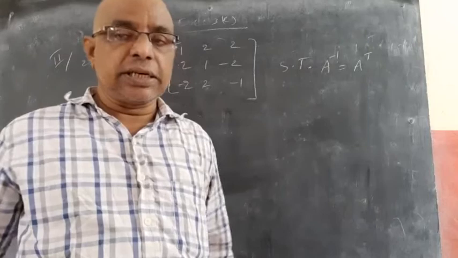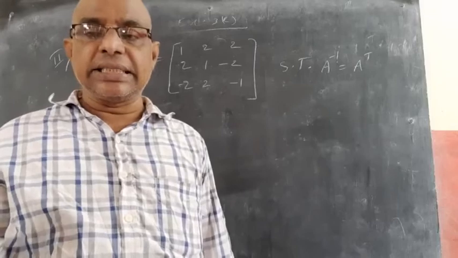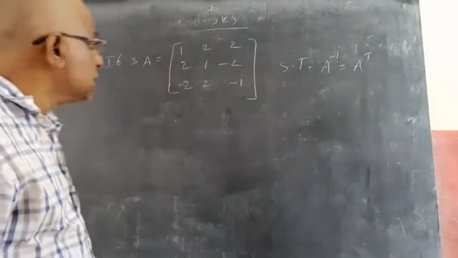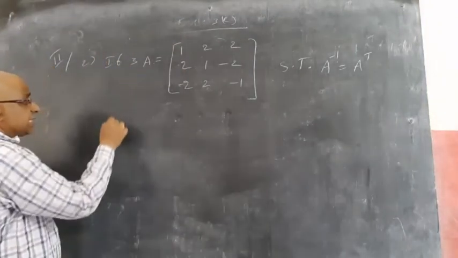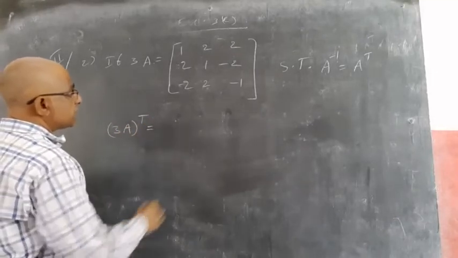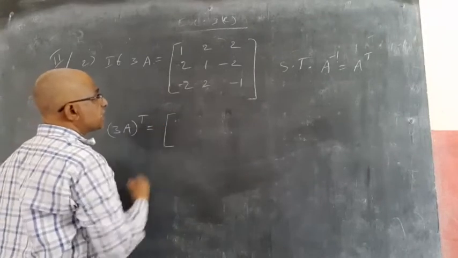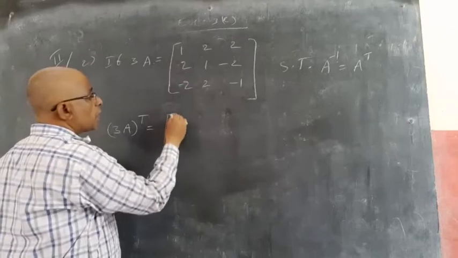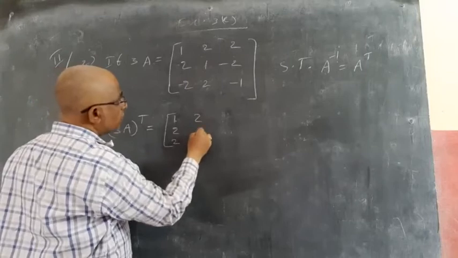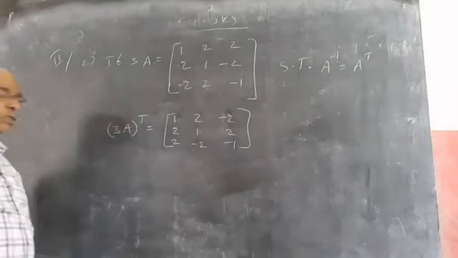Instead of doing that, I will go for the general concept. If AB equal to BA equal to I, I can say that B is A inverse and A is B inverse. I will use that concept for this one. He is giving 3A. So what is 3A transpose first? Means the transpose of this matrix I need to take. Rows become columns, so I will get 1, 2, 2; 2, 1, minus 2; minus 2, 2, minus 1. This is 3A transpose.